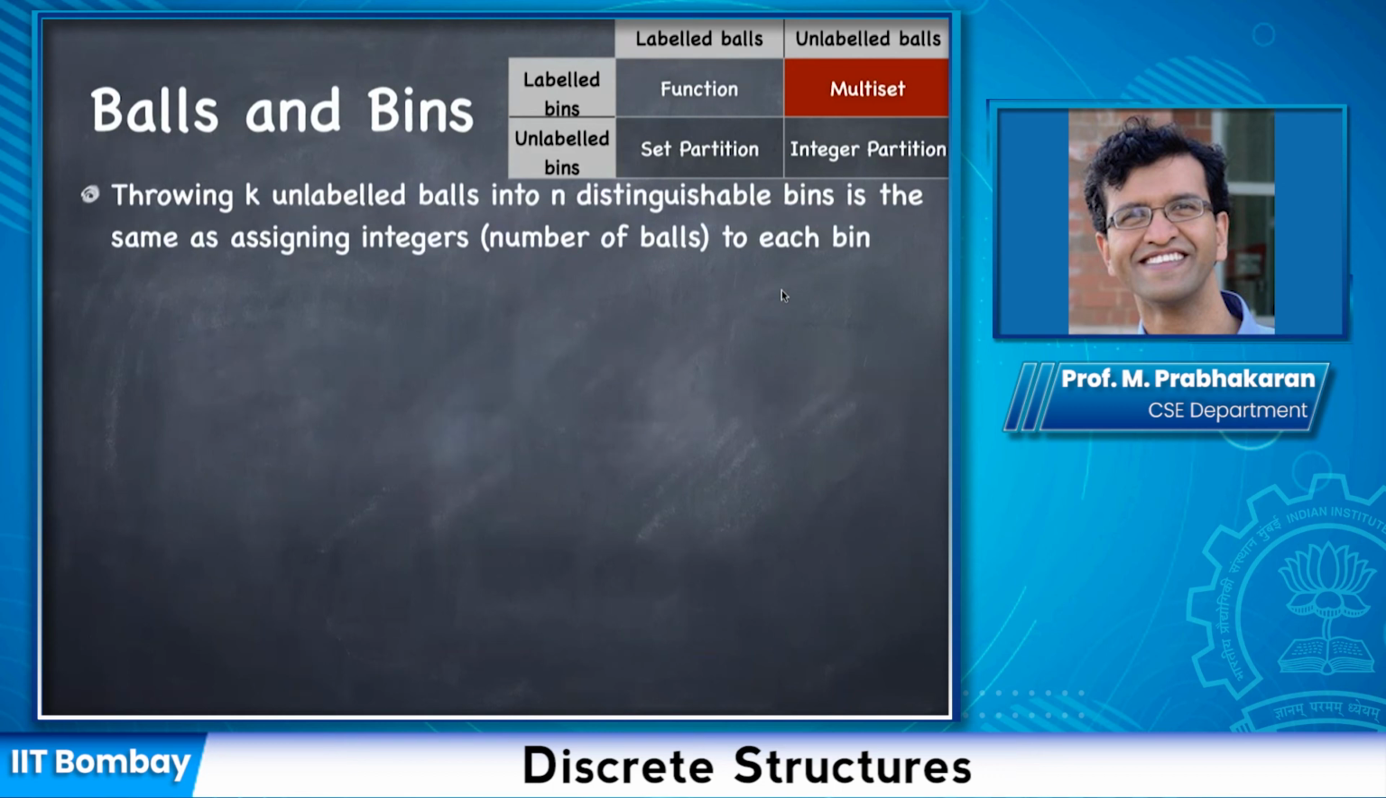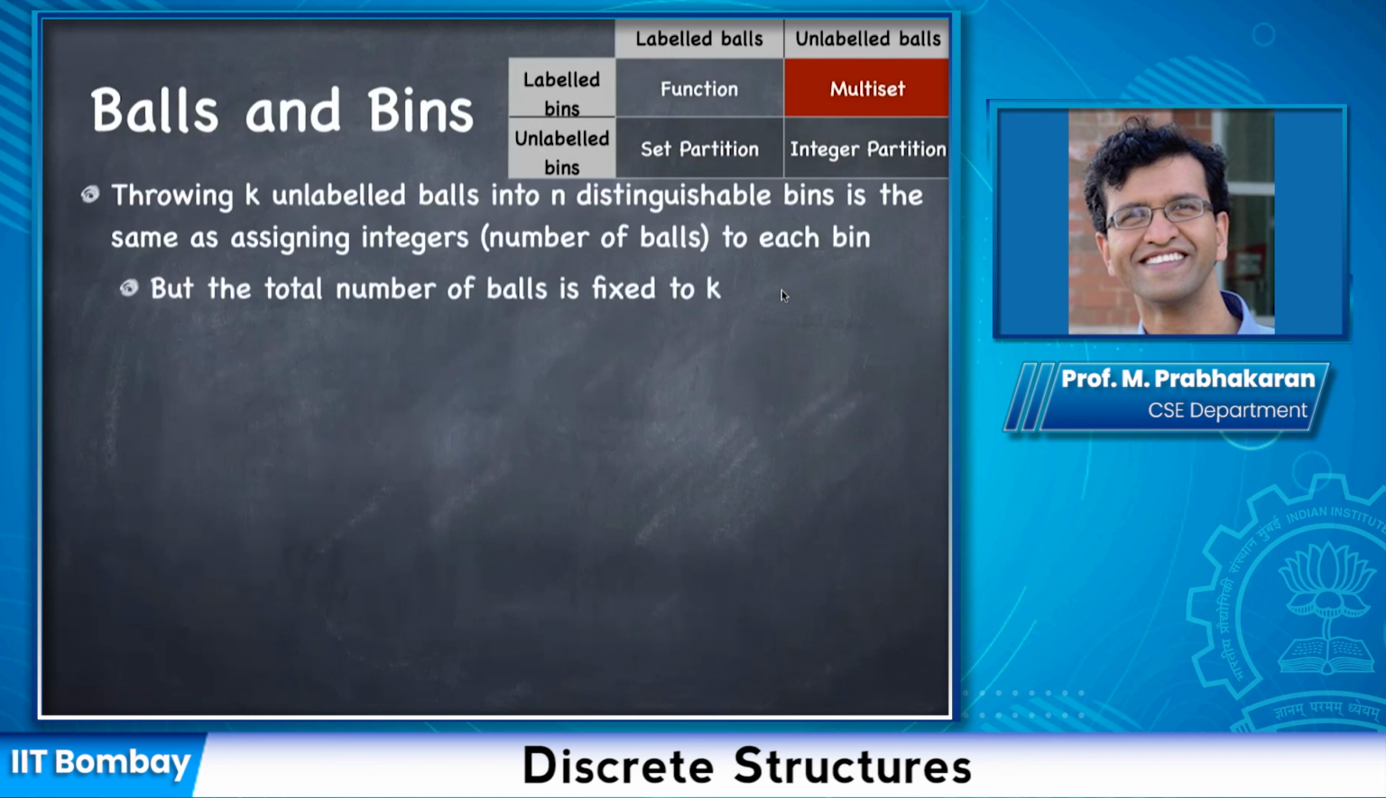So throwing essentially corresponds to assigning counts to each bin, saying there's a number of balls that fell into this bin. The bins are distinguishable. There are n distinguishable bins, but for each bin, you just want to assign a number. And the question is how many different ways there are to assign these numbers. Now, there is an important restriction: these numbers across all the bins should add up to the total number of balls you have. So the numbers should add up to k.